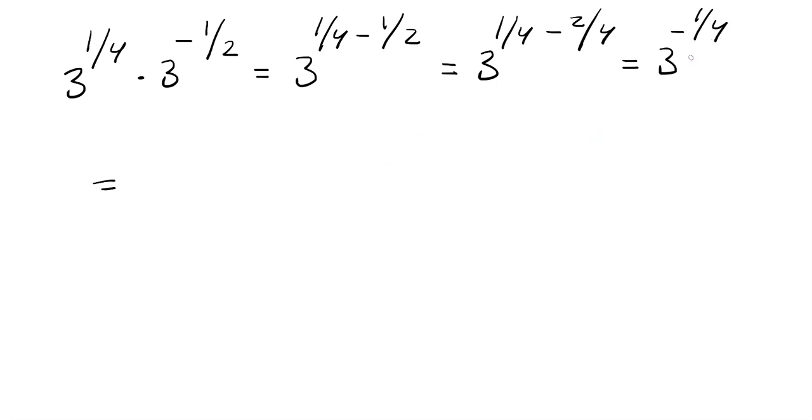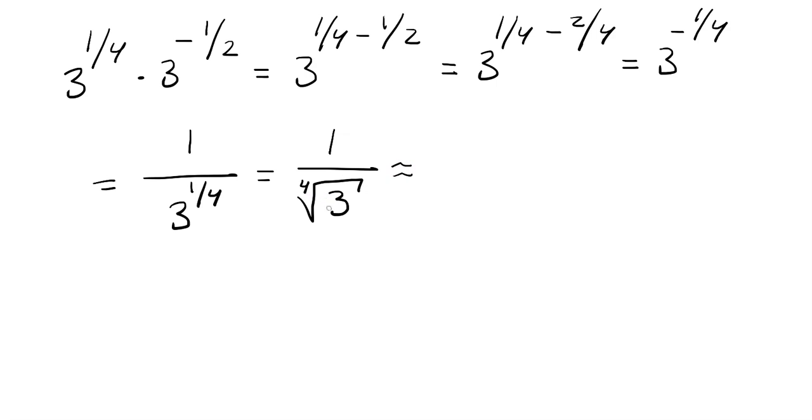So what can we do now? Minus, we know that this means 1 over. So this is 1 over 3 raised to 1/4, and this is the 4th root of 3. And here we can use a calculator to calculate that. So the 4th root of 3, if we put that into a calculator, we will get this equal to 0.76 if you just make 2 decimals.